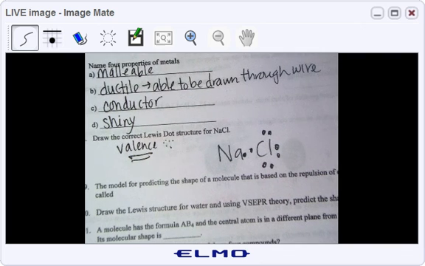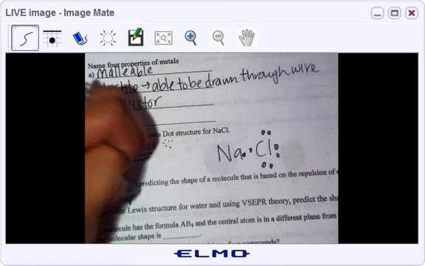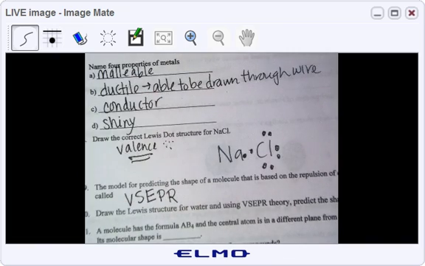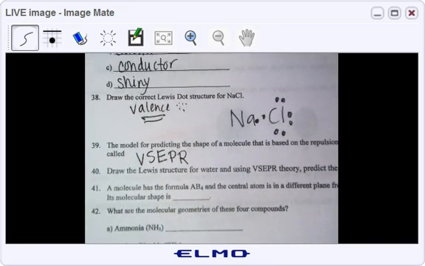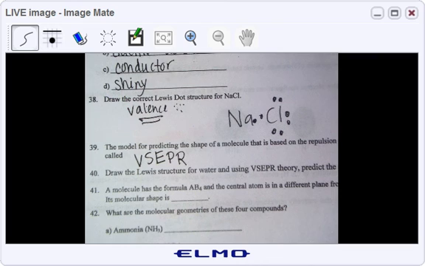Number 39, the model for predicting the shape of a molecule that's based on the repulsion of electrons for each other is VSEPR. Okay, VSEPR, we learned this, and it was also called molecular geometry, when we went to the computer lab and messed with the 3-dimensional shapes, okay, the stick and ball models, and you moved things around and you could see the degrees. That's what it's talking about right here with VSEPR.